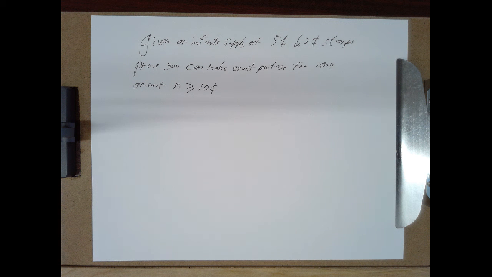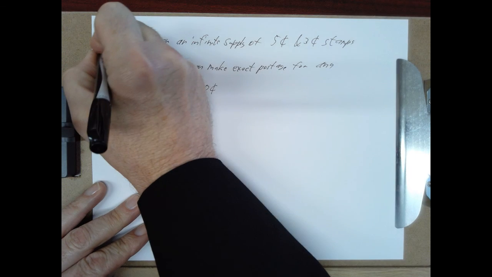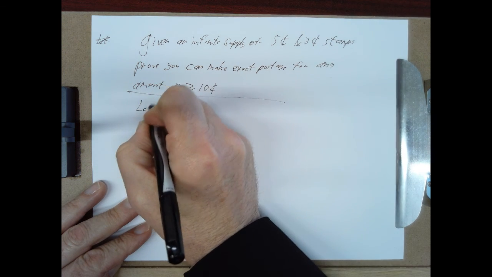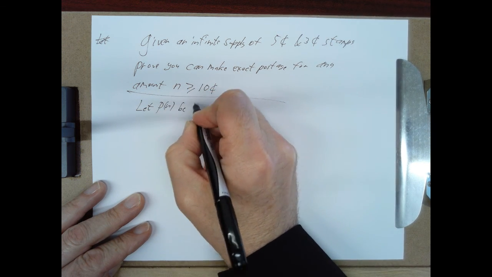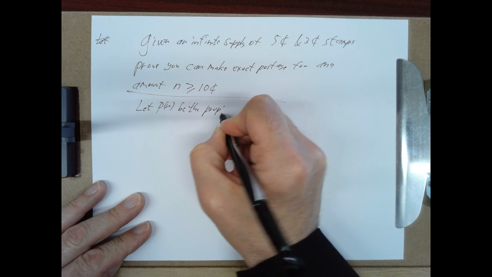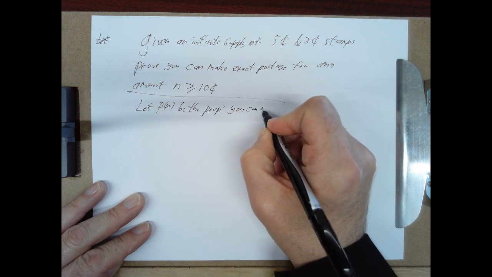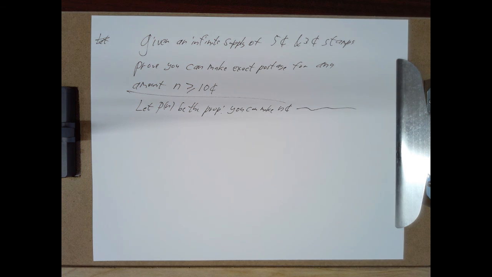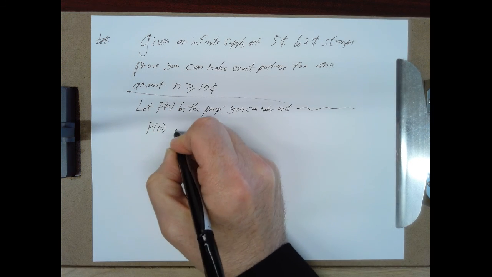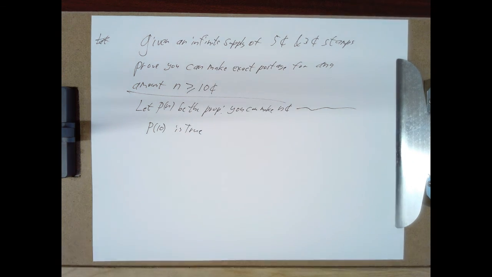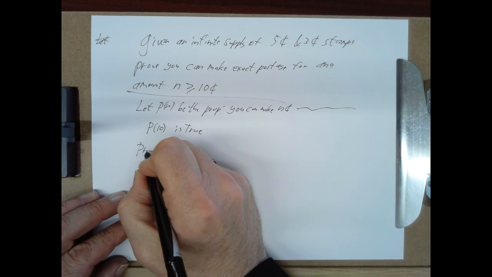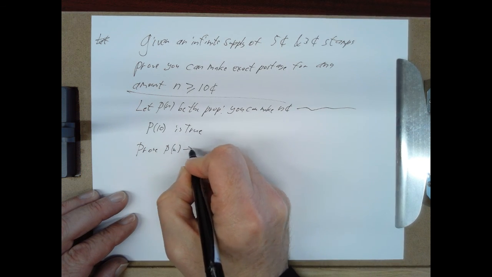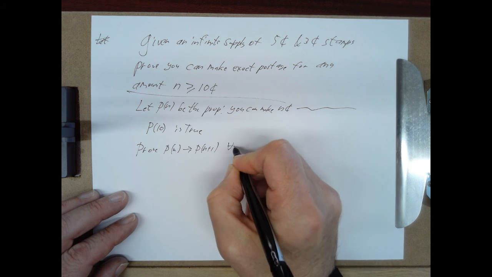You can make 10 cents, so let P of n be the proposition: you can make n cents postage using 3-cent and 5-cent stamps only. And P of 10 is true. And we only want to prove this for n bigger than or equal to 10, so we're going to try to show that P of n implies P of n plus 1 for any n bigger than or equal to 10.